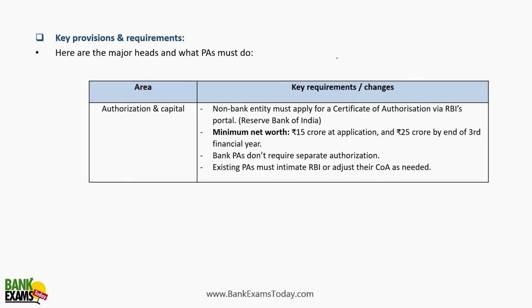So key provisions, first of all, the most important part, authorization and capital. The non-bank entities must apply for a certificate of authorization via RBI's portal, right? So first of all, they should get a certificate of authorization via RBI's portal, and the minimum net worth requirement at the time of application is 15 crore rupees, and within 3 years, the net worth should be 25 crore rupees.